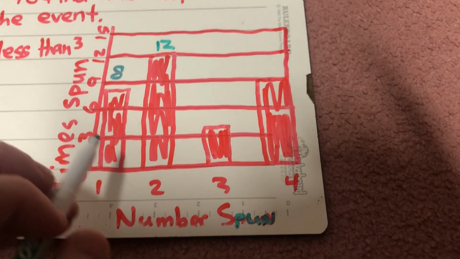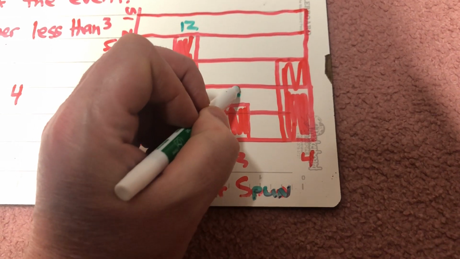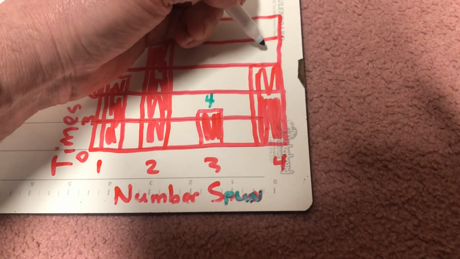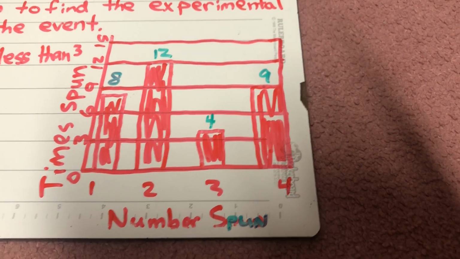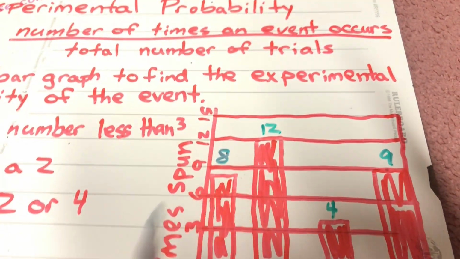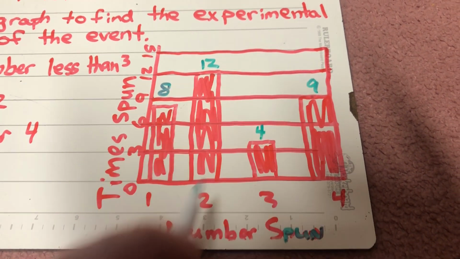The 3, it was spun, well, it's between the 3 and the 6, but it's closer to the 3, so we know that's going to be 4. And the 4 then was spun 9 times. So that helps us here a little bit. We also know that we're going to need to know the total number of trials, so we're going to have to add all these numbers up.